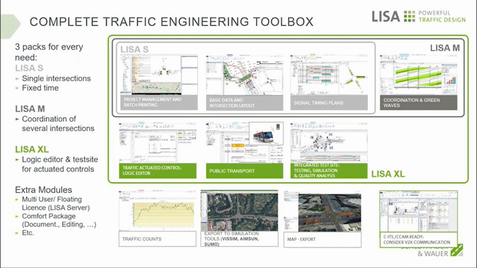Lisa M is then the next step, where you can coordinate several intersections and easily set up and optimize green waves. Then there is Lisa XL, our tool for the pros, where you also have a logic editor and test site for actuated controls, an integrated test site, and you do not have to be a programmer. You can just drag and drop different modules that you can create yourself or that we have in predefined libraries. And so you can easily do public transport prioritization.